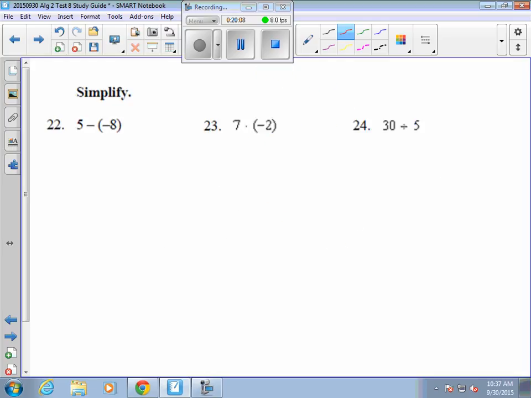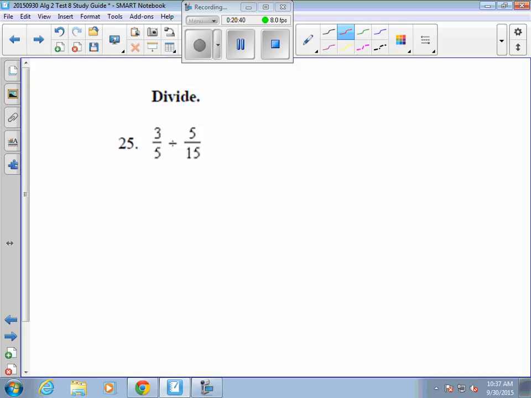Number 22, simple problems tell you to simplify. 5 plus a negative 8 is negative 3. Minus a negative 8 means plus a positive 8, which simplifies to 13. 7 times a negative 2: a positive times a negative is a negative. Opposite signs is negative 14. And then 30 divided by 5, same signs, is going to be positive 6. Remember, if there is one or an odd amount of negative values, it's going to be negative. If there's an even amount, it's going to be positive.